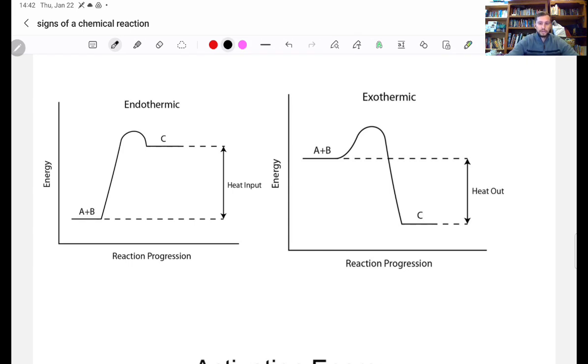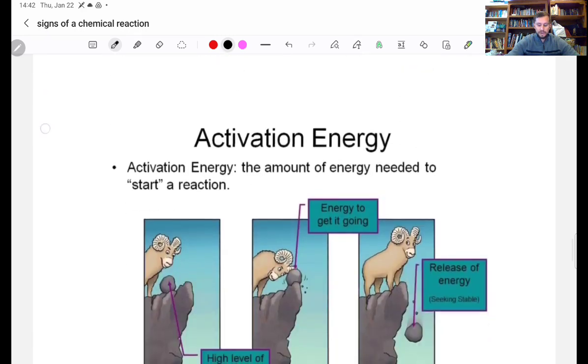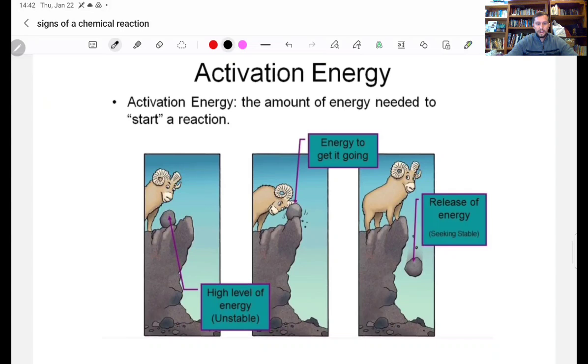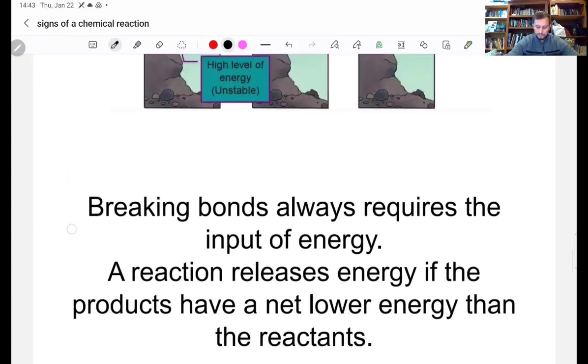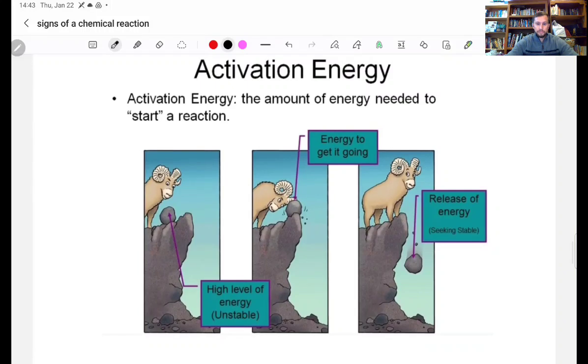In endothermic reactions, the products have more total energy than the reactants, and in exothermic reactions, they have less, and so energy is released. And then remember that hump in the middle is the activation energy, or the hill, the amount of energy needed to start a reaction, as we learned about before.